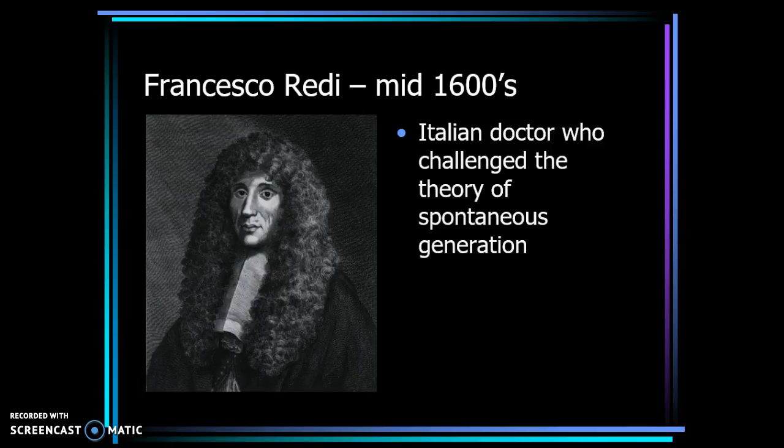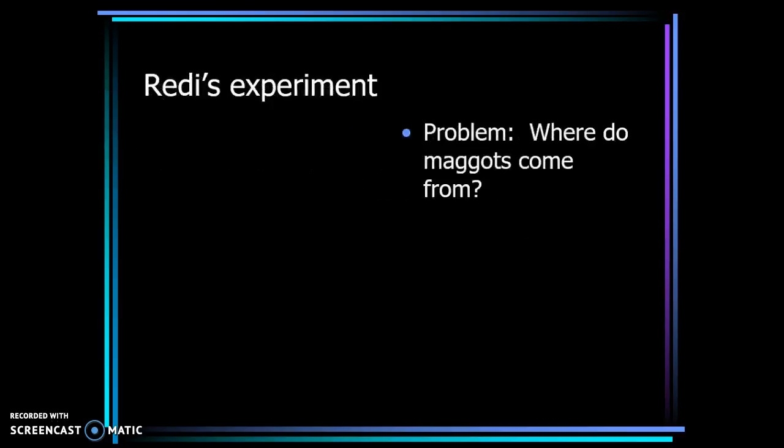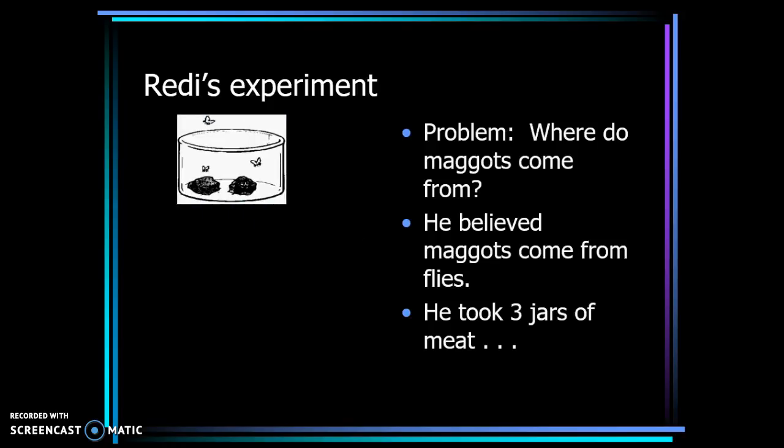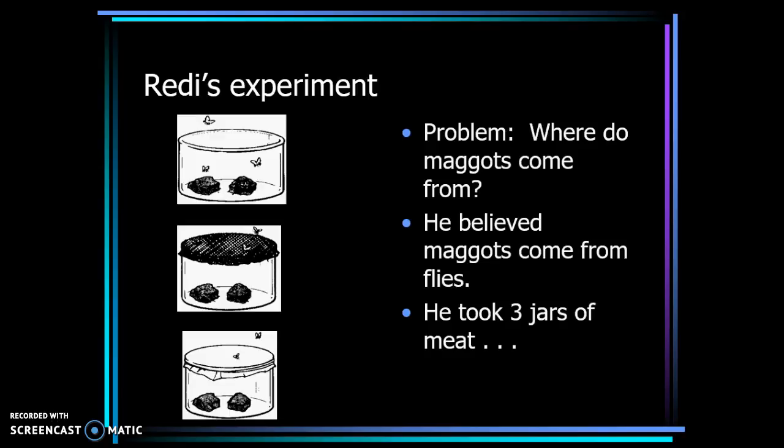So he wanted to challenge the theory of spontaneous generation. His question was, where do maggots come from? He had this belief that maggots could not come from meat, that they actually came from flies. So he set up his experiment, and he took 3 jars. The first jar he had was open, with meat in it. The second jar was sealed with kind of a netting or a gauze and had meat in it. And the third jar was sealed completely with a paper covering and had meat in it.